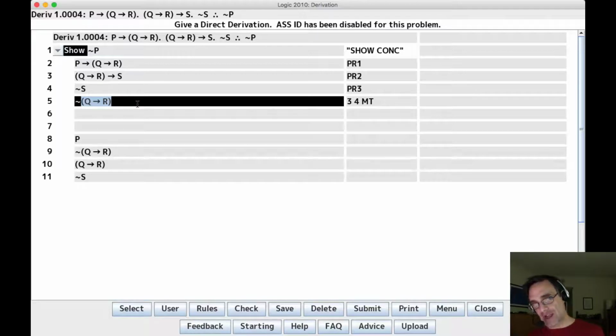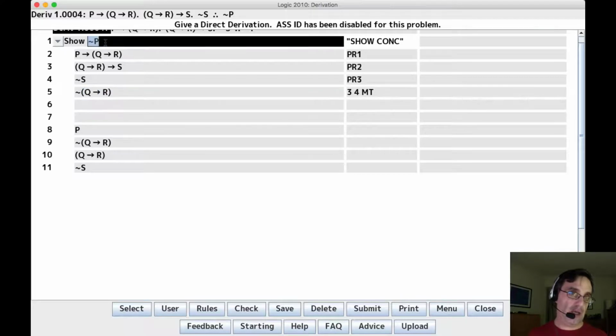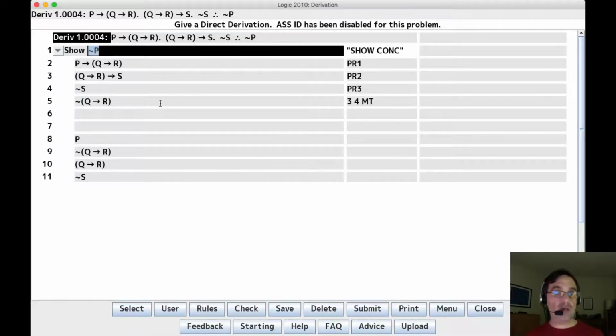What do we need to box and cancel with direct derivation? We need the conclusion. And what is that? It's not P. Do we have not P? No, we don't. So we can't box and cancel yet. That means we need to keep looking for inference rule applications. Okay? Well, again, we're looking to do modus ponens or modus tollens.